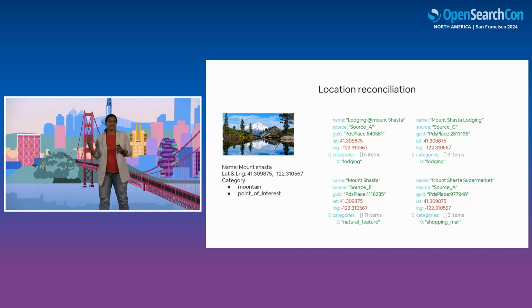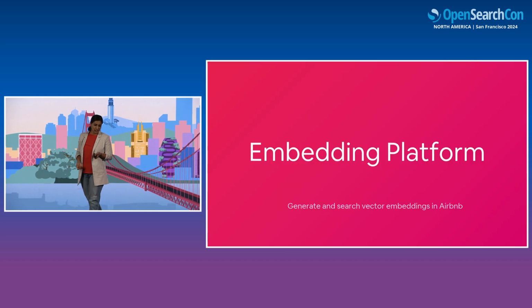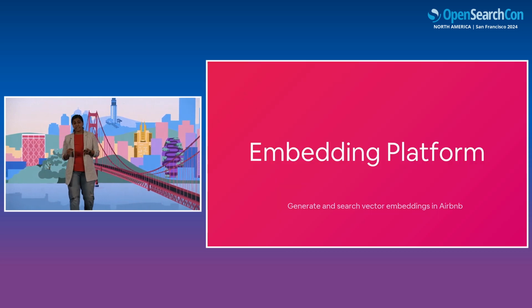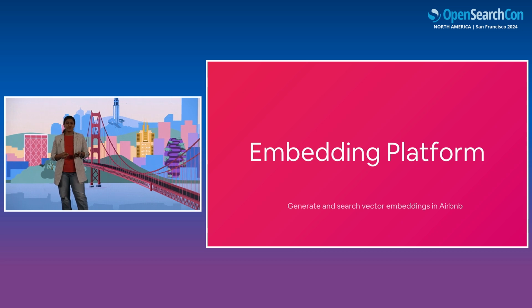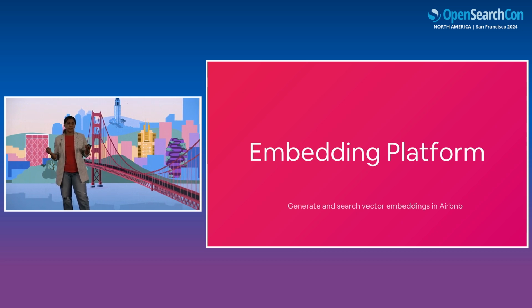candidates before reconciliation. Now that we get an idea of how we use embeddings at Airbnb, let's take a look at our Airbnb embedding platform. We also call it AEP. In a single sentence, it's a platform solution to generate and search for vector embeddings.